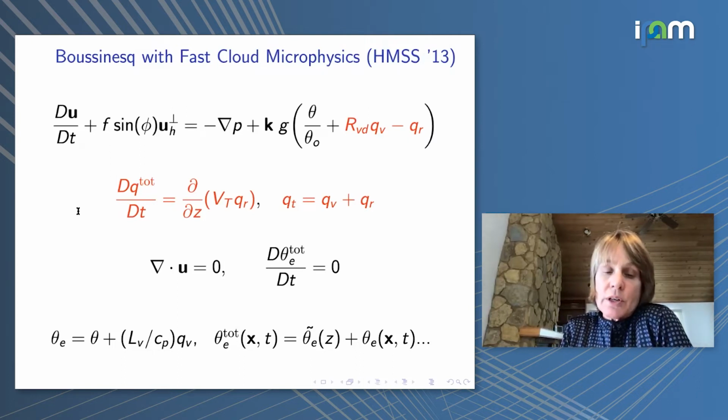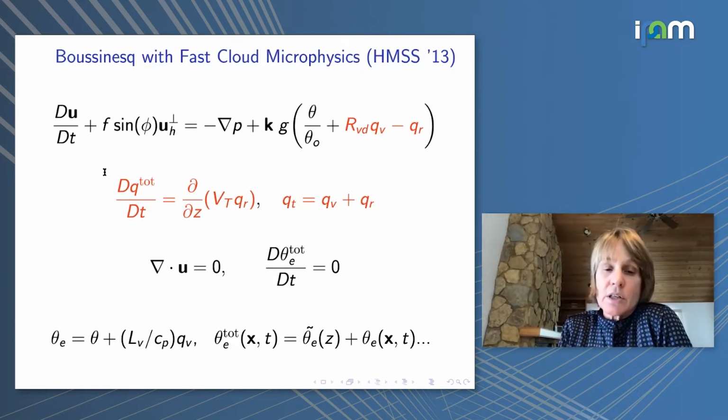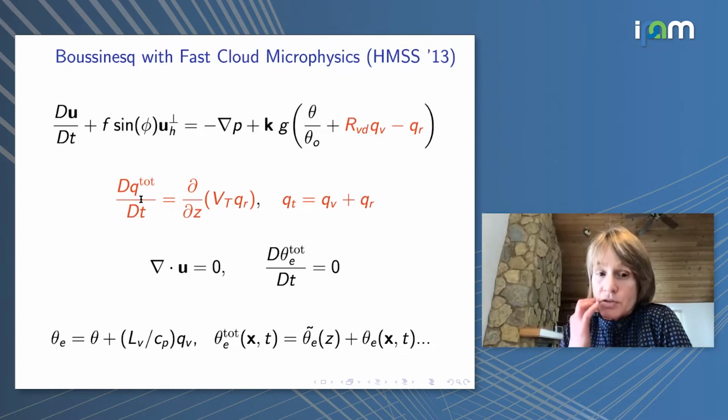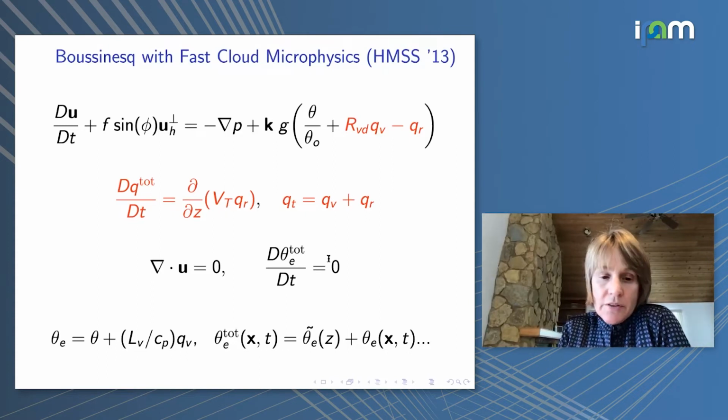Then we also need to include a new equation for the total water, which in our model is just the sum of vapor plus liquid. And the equation for total water is conservation following fluid parcels, apart from a rainfall term with a parameter VT, which represents the rainfall speed, if the liquid is allowed to fall out in the form of rain. So, new equation.